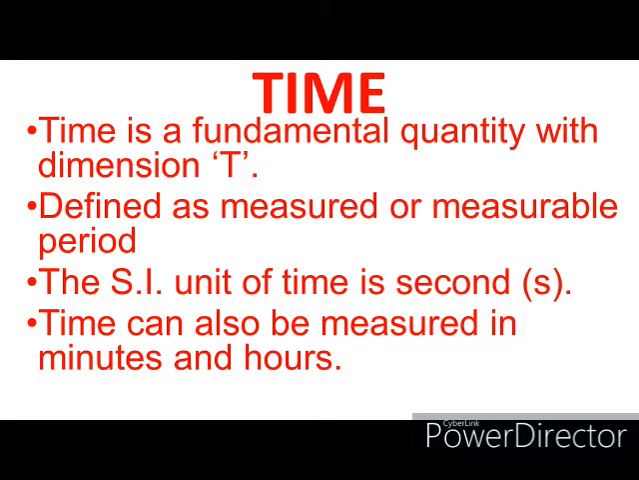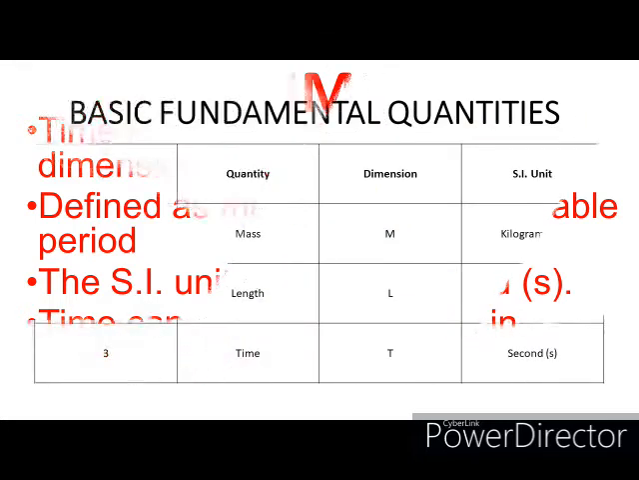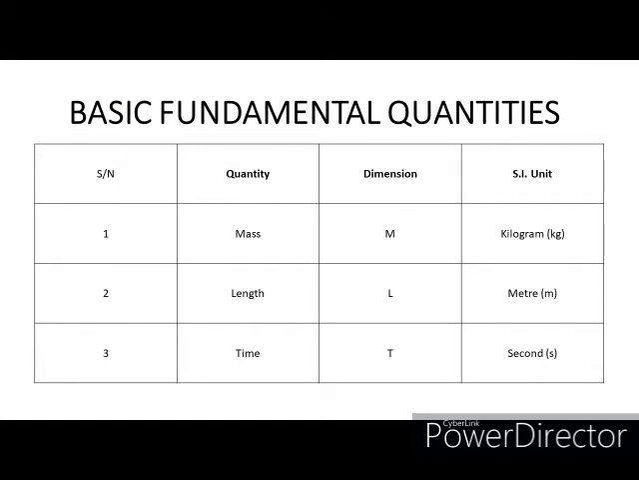Time is defined as that in which events are distinguishable with reference to before or after. So it is measured in seconds, and seconds is represented using small letter s. The dimensional symbol for time is the first letter, which is capital T. However, there are other fundamental quantities also, but these three are referred to as the basic fundamental quantities. So I'm going to finish up the list.